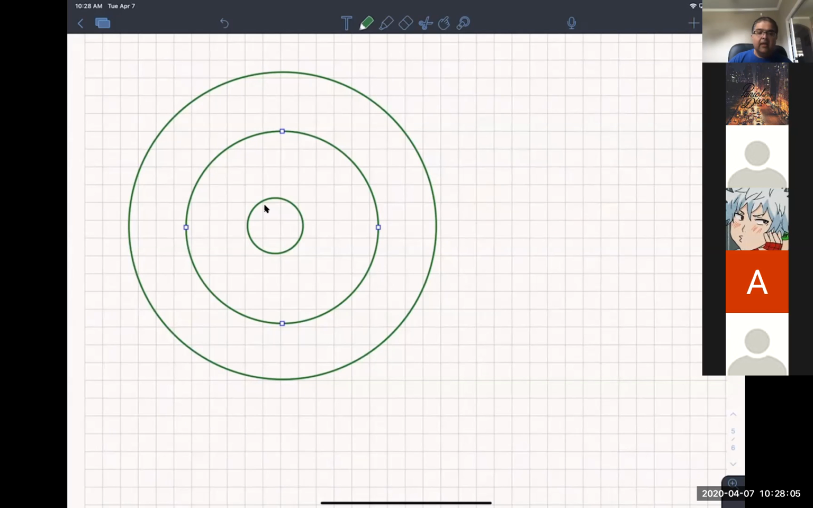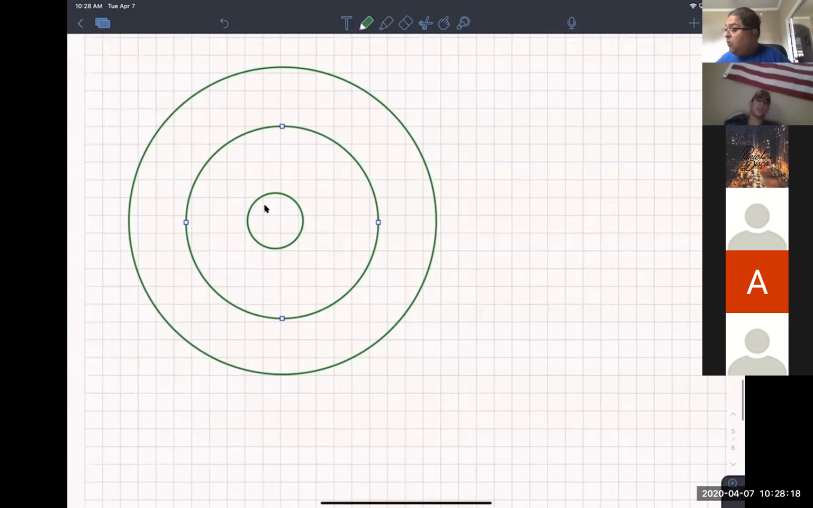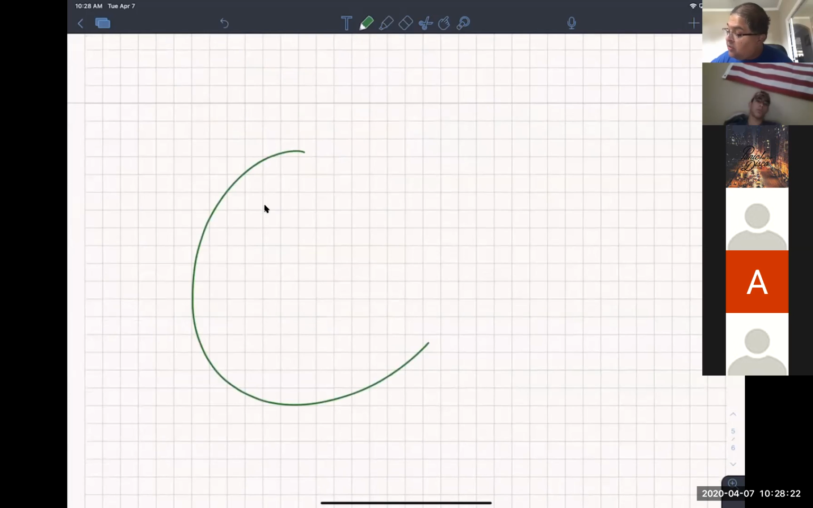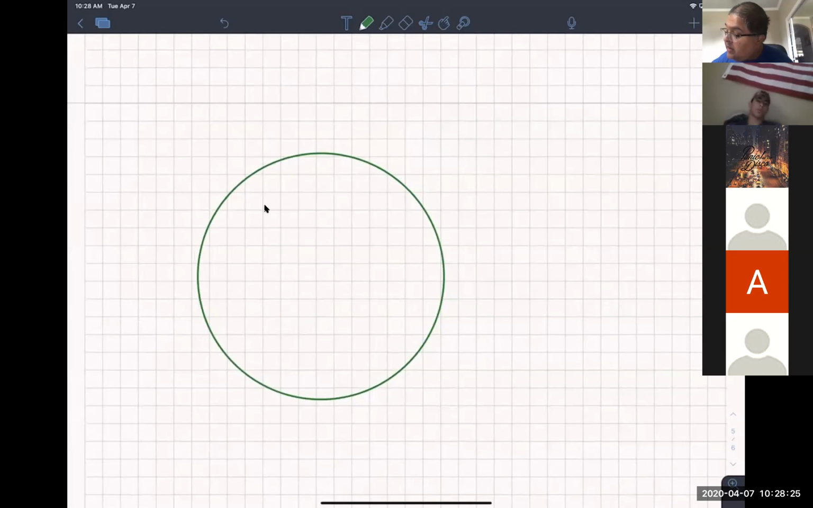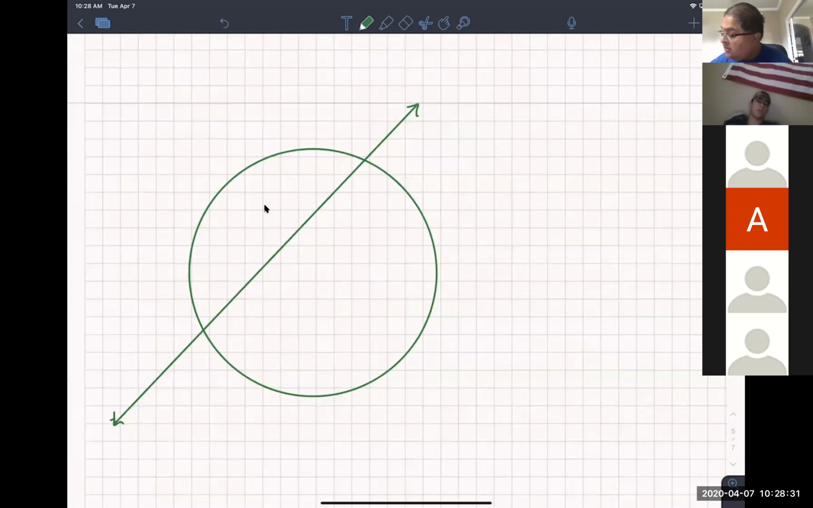What's the difference between a chord and a secant? A chord is the part of the line that's within the circle. So if you have a circle, a secant is any line that starts on the outside and intersects the circle at 2 points. Okay, so this is a secant. The whole line is a secant.